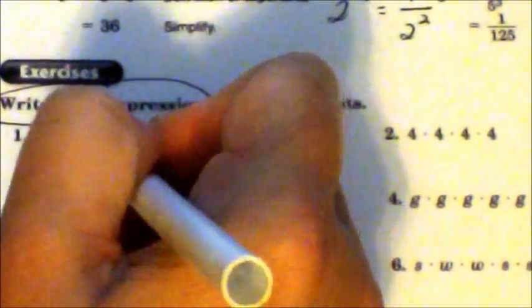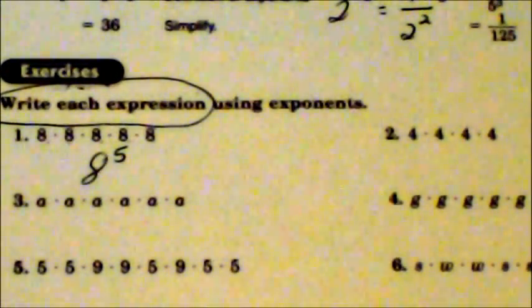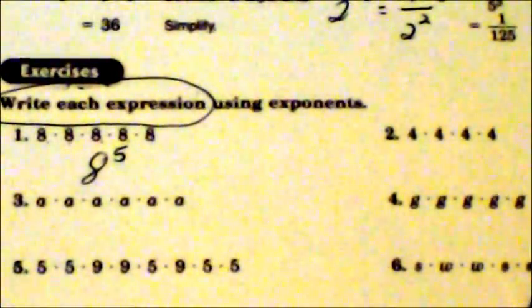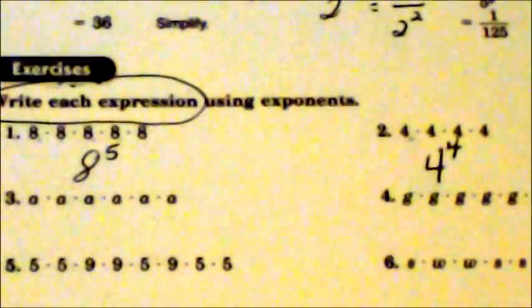So what you do, you have factors of 8, right? 1, 2, 3, 4, and you have 5 of them. So rewritten, that would simply be 8 to the 5th power. Easy breezy lemon squeezy, right? Okay, look at number 2. You have a factor of 4, that's your base, and you have 1, 2, 3, 4 of them, 4 to the 4th power.